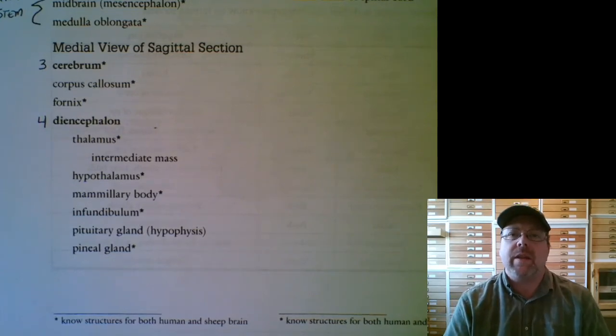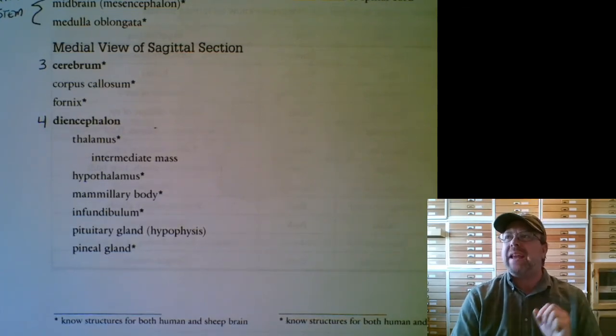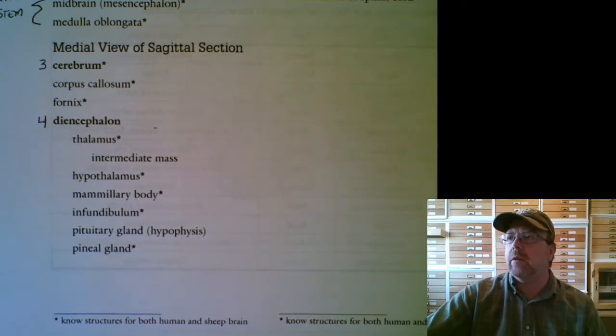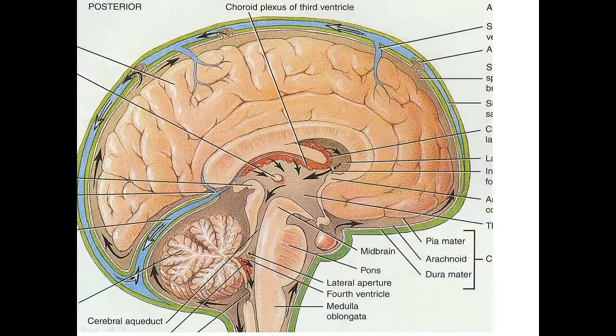Okay, so moving into the next part of the list, you can see it says medial view of sagittal section. In other words, what we're going to be looking at here is this part of our brain that is kind of a cross section going straight down. We're looking at the inside of the brain, a sagittal section where we cut right down the middle.